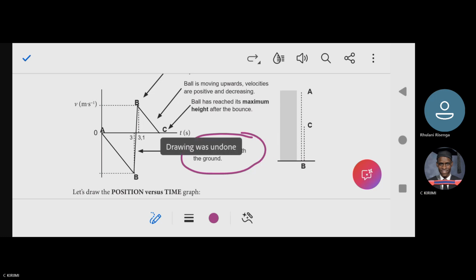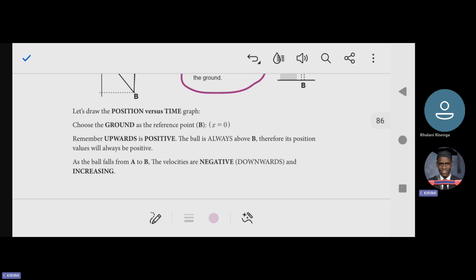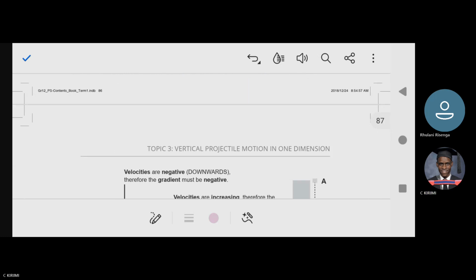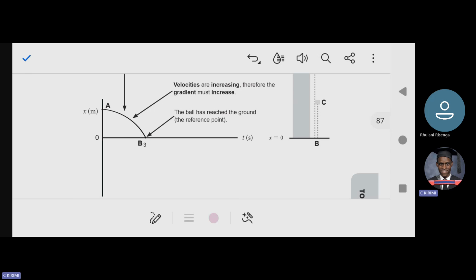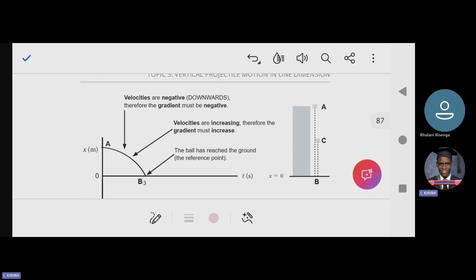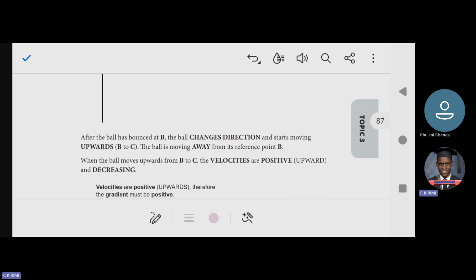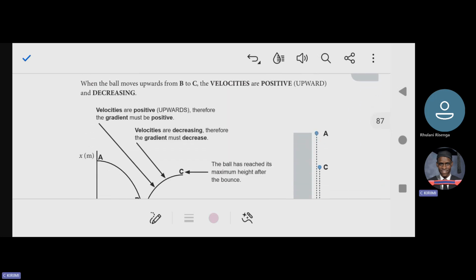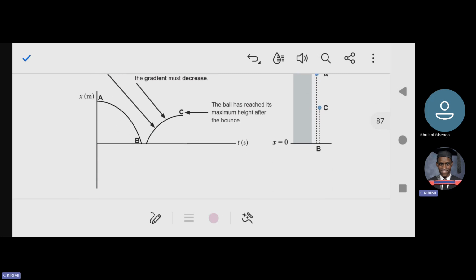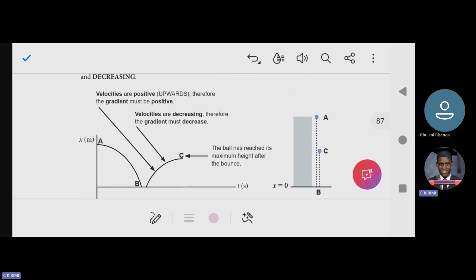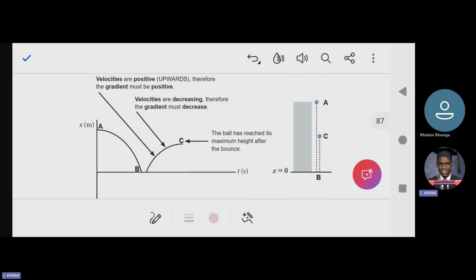Okay. Then the position versus time graph. Velocities are increasing. Therefore, the gradient must also increase. If the velocity is increasing, the gradient of the slope must be increasing. So for the position-time graph, you are sketching a parabola. That is the trick. For the velocity, it's a slope. For acceleration, normally it's a constant line.